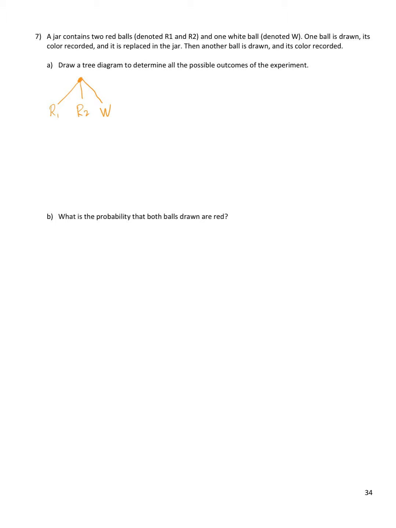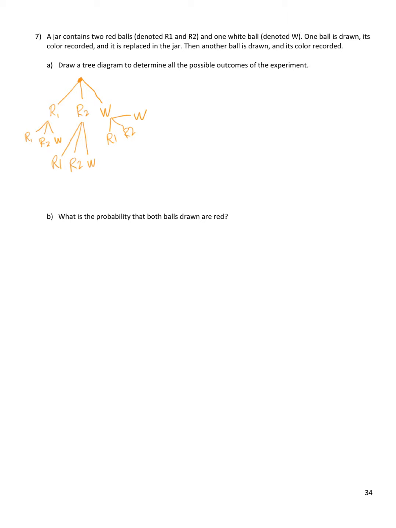And then after I've picked my first ball, if it was R1, the second ball I could draw could be R1 again because I put it back in. Or I could get R2, or I could get W. And if I chose R2 as my first choice, I could get R1 or R2 or W. And if I chose W first, I could get R1, R2, or W as my second choice.